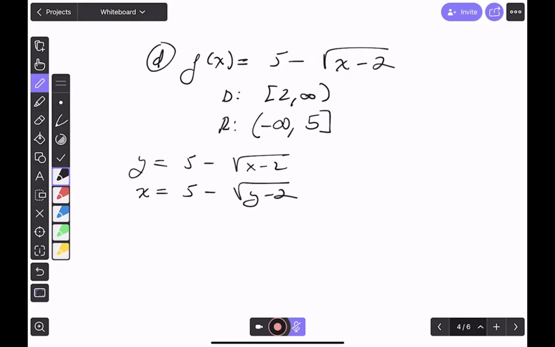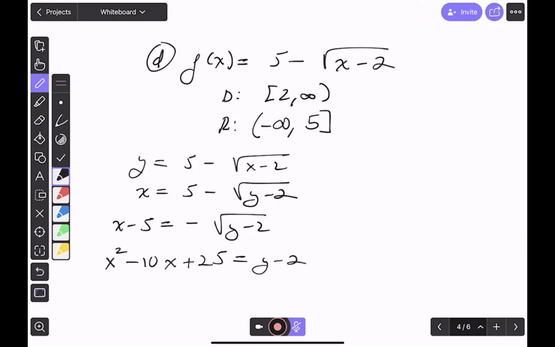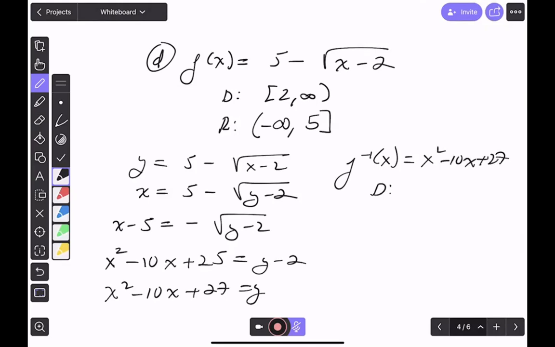What I'm going to do now is solve for y. I'm going to get x minus 5 equals minus the root of y minus 2. Square both sides, you get x squared minus 10x plus 25. If you square the other side, you just get y minus 2. I'm going to add 2 to both sides. When you get x squared minus 10x plus 27 is equal to y. So I found my inverse. I'll write this down for you. And it's going to be x squared minus 10x plus 27. The domain is minus infinity up to 5, and the range of it is 2 to infinity.